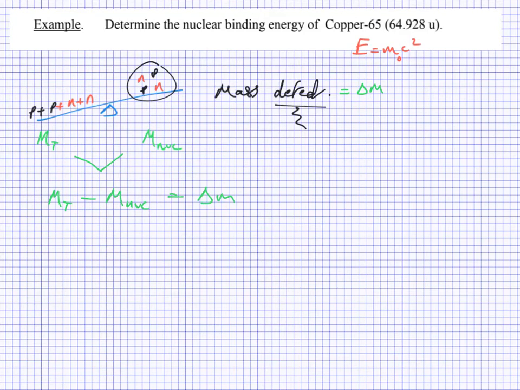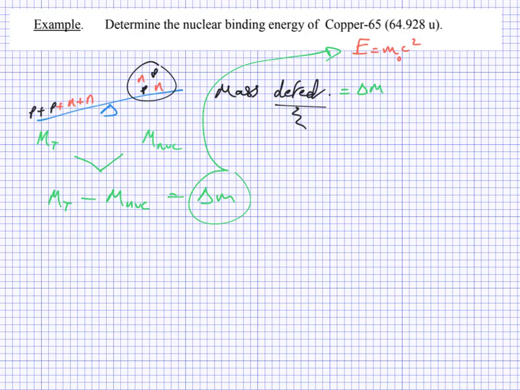And then if I want to know the binding energy, it's coming from this missing mass. That's the mass defect, and that's going to just be multiplied by my c squared, or the speed of light squared, and that's going to give me the total energy. So let's go ahead and figure out the masses of the copper 65 when it's separate versus the copper 65 when the nucleus is bound together.